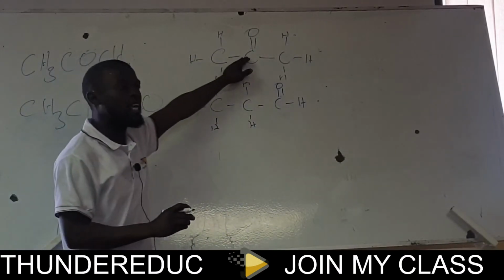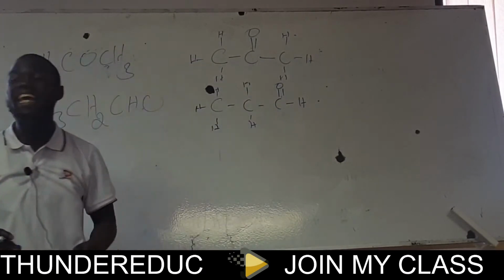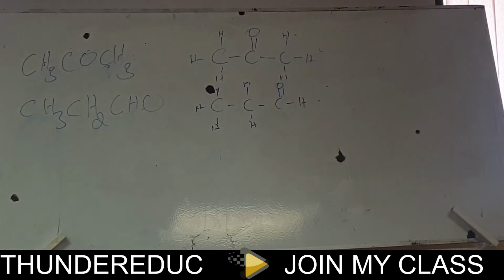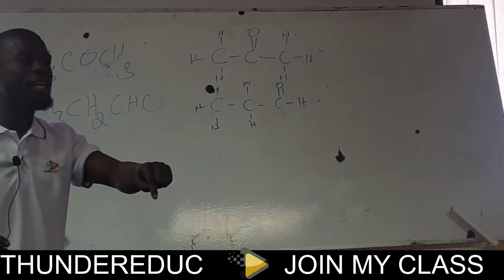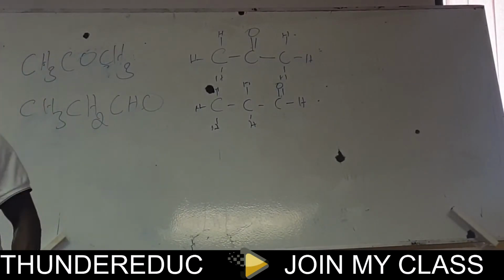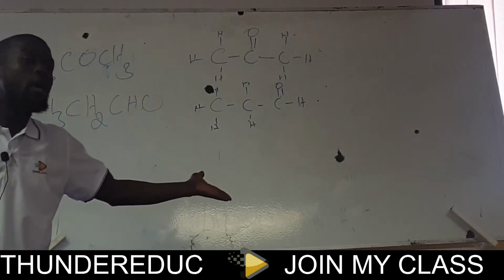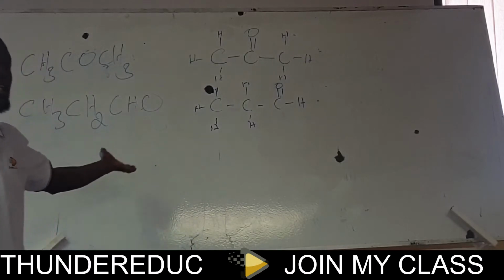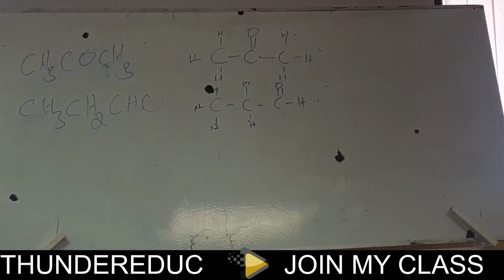So this one is a ketone. This one is an aldehyde. So it's also another example of functional isomer. There is also another functional isomer, but we don't study it. That is alcohols and ethers. We don't study ethers, but we study alcohols. So we can't talk about ethers because we don't study them. But it's also another functional isomer. Is it clear?